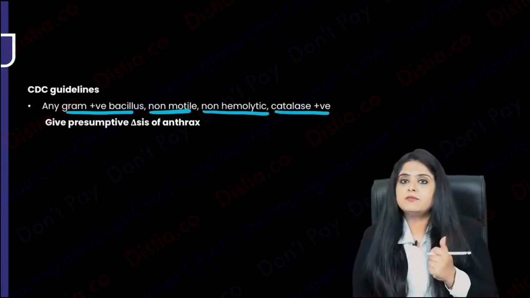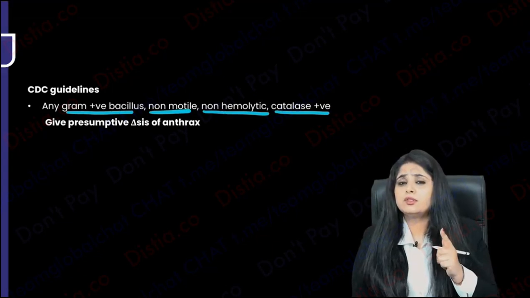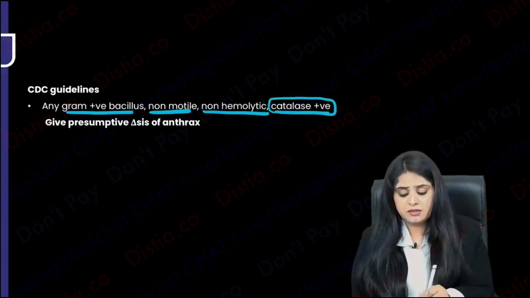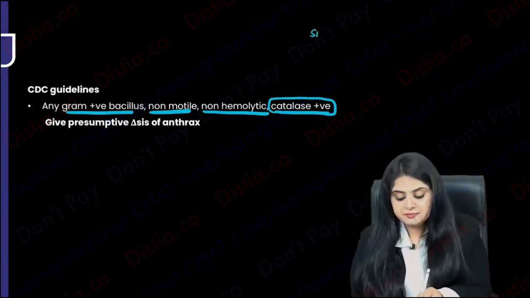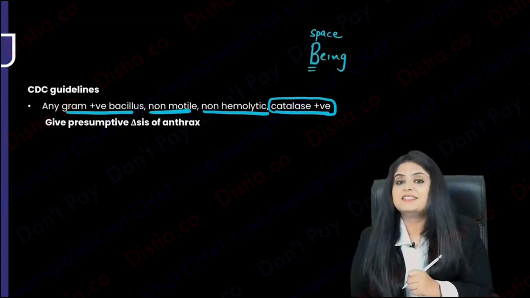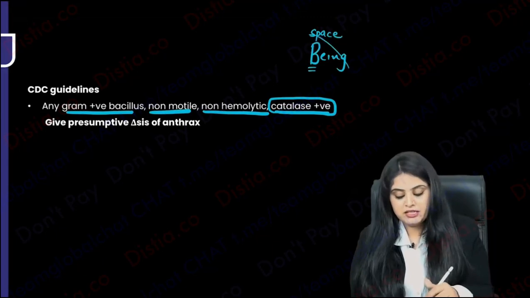Ma'am, where did this come from? Go back to your first chapter, Staphylococcus. Tell me the mnemonic for catalase positive organisms. Bubbly cats, space being made. Space being made. What was B? Bacillus anthracis. Right? So now things are falling in place finally.